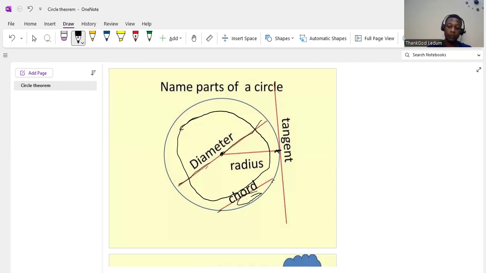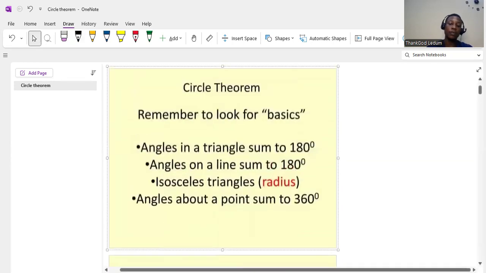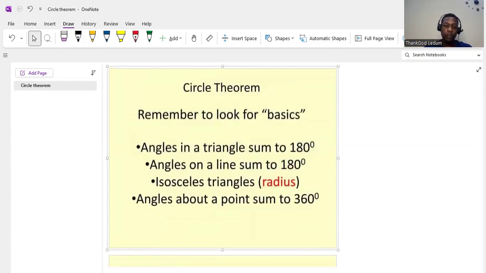Let's move forward. Now there are some things we should take note of while talking about circle theory. So these are the things we have to take note of. So the first thing here is that angles in a triangle sum up to 180 degrees. All the angles in a triangle sum up to 180 degrees. This is what we mean when we say angles in a triangle sum up to 180.